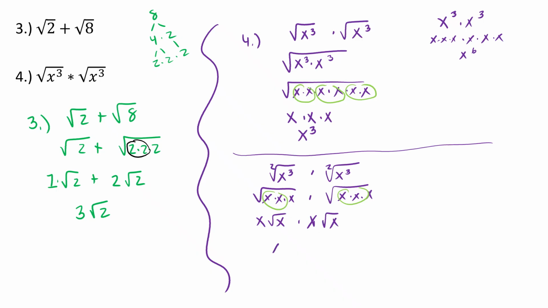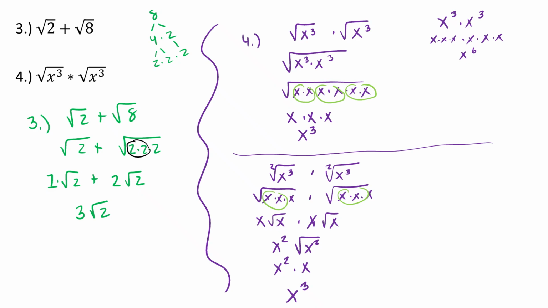Okay, x times x gives me x squared. The square root of x times the square root of x would be the square root of x times x, or x squared. The square root of x squared is x, and you land in the same spot. I think that's more work. That's my personal hot take.